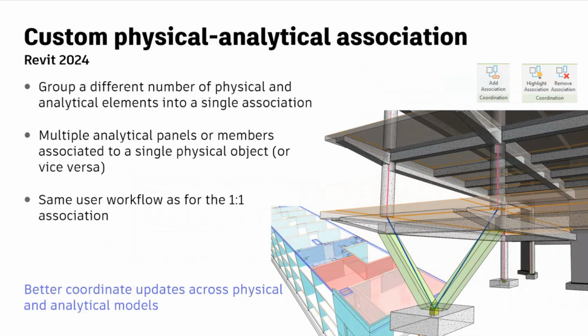You can now create multiple associations between structural elements to better coordinate updates across the physical and the analytical models. So you can associate multiple analytical panels or members to a single physical object, or vice versa. An example would be several analytical panels that represent a single physical floor, or several beams associated to a single multi-spanned analytical member, etc. This new feature will help you better coordinate updates across both the physical and analytical models.